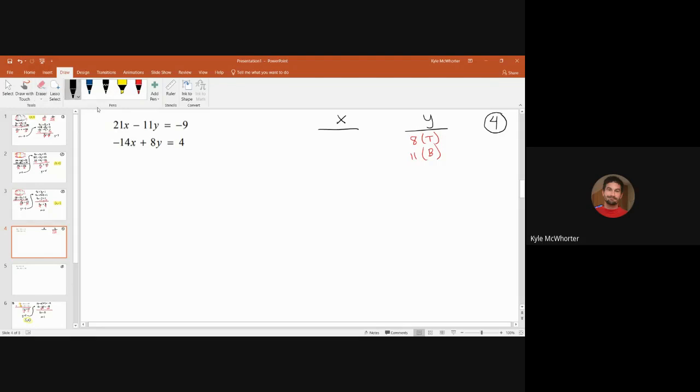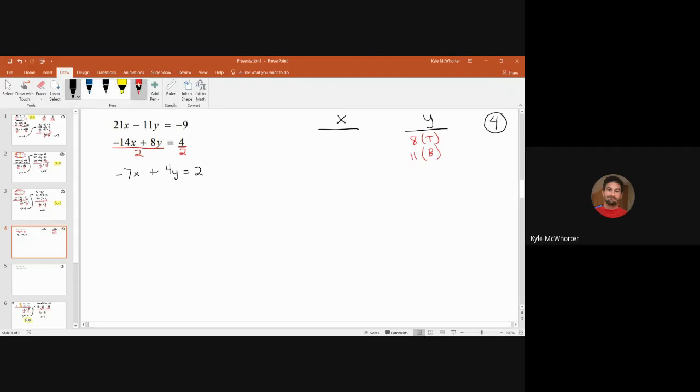Look at the bottom equation here. Everything is even. So we could divide both sides of this equation by 2 right now to simplify it a little bit. That would give us -14x divided by 2, that's -7x. 8y divided by 2, that's 4y. 4 divided by 2 is 2. Because this equation had a number that went into everything, I could simplify it a little bit. So now it's going to be easier.